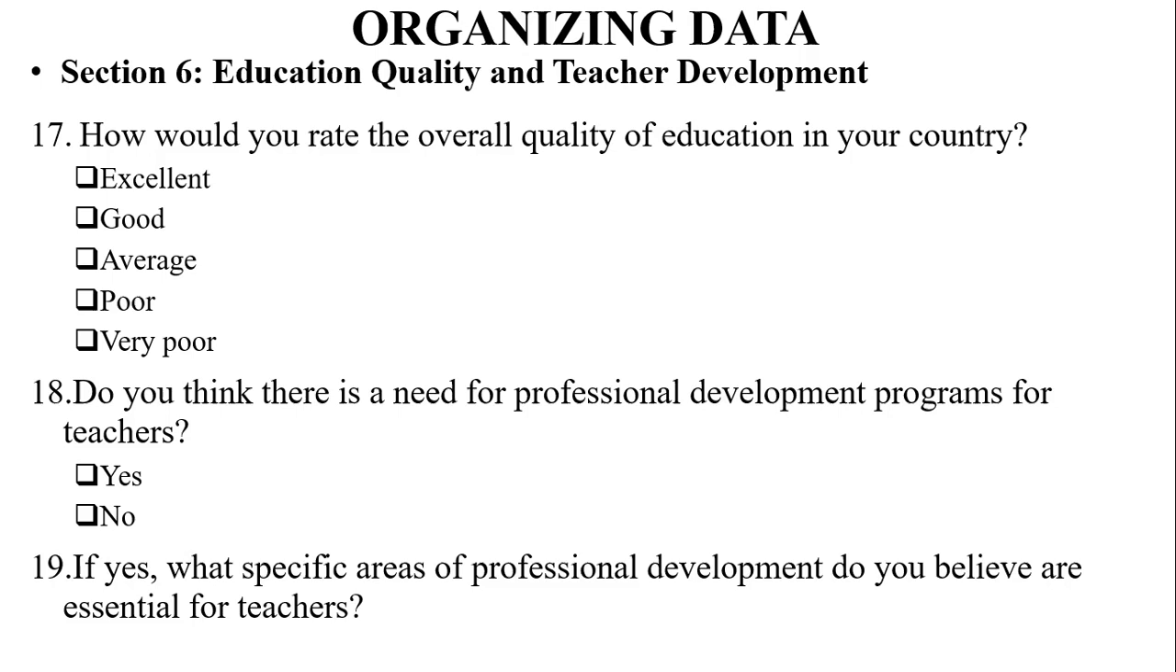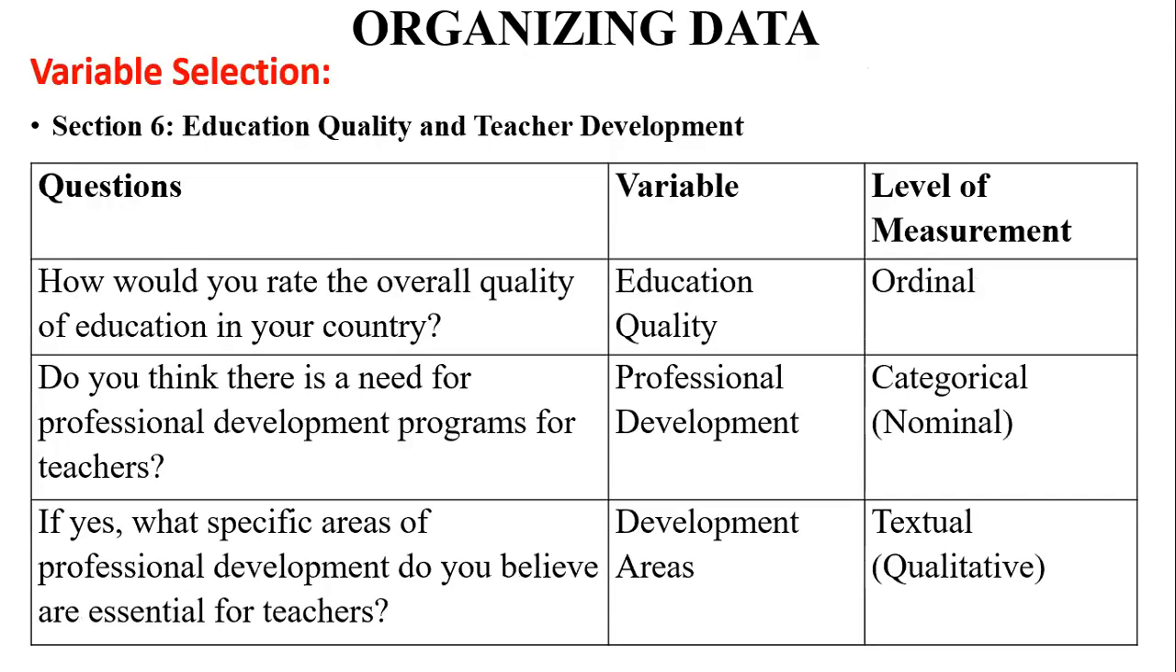Then when you put them in a table like I've done, you'll realize that the first part of the question is looking at the variable education quality, and it can be measured at ordinal level. The other part of the question that follows, looking at the professional development of teachers, can be measured at the nominal level.